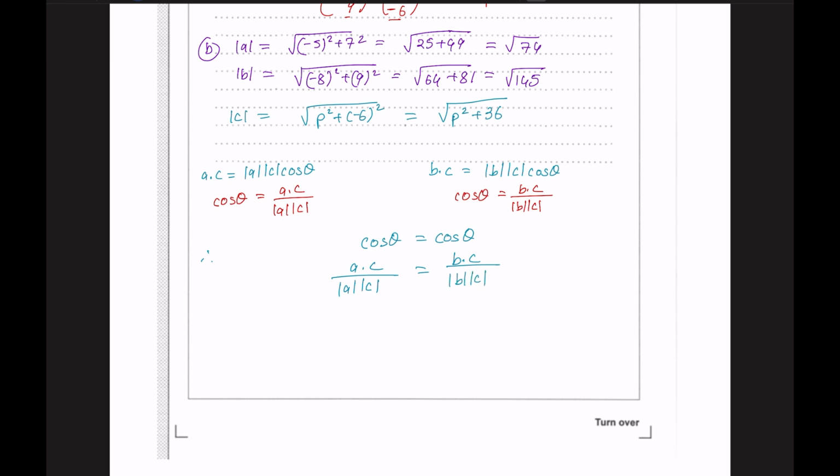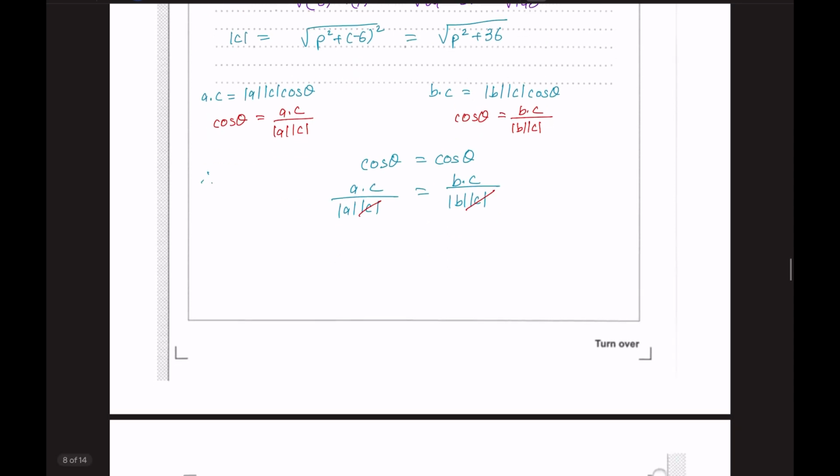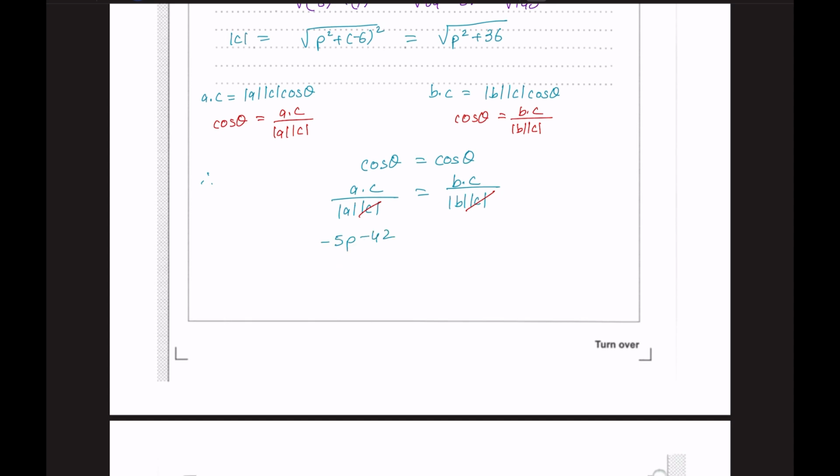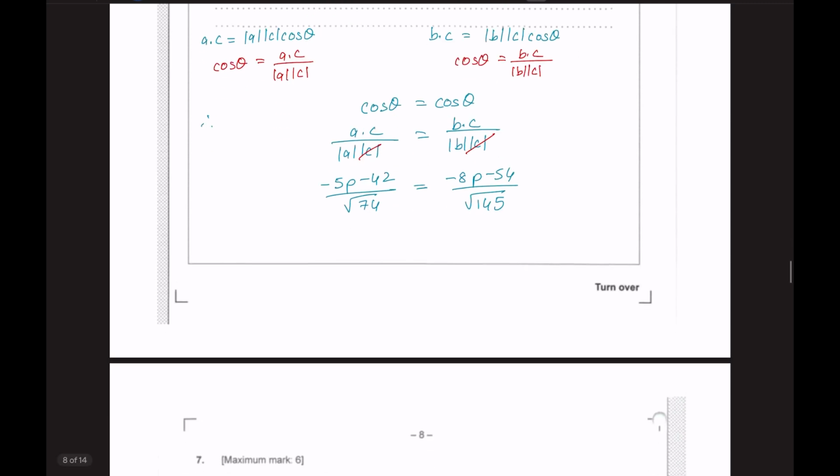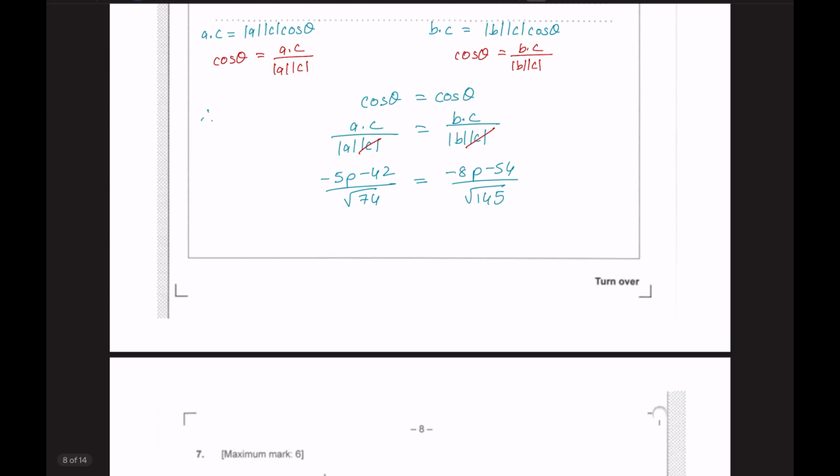From here, first I can multiply mod C to both sides and get this cancelled. Now A dot C was negative 5P minus 42, mod A is root 74. B dot C is minus 8P minus 54, and mod B is root 145. Now, to solve this, I can just multiply root 145 on both sides.